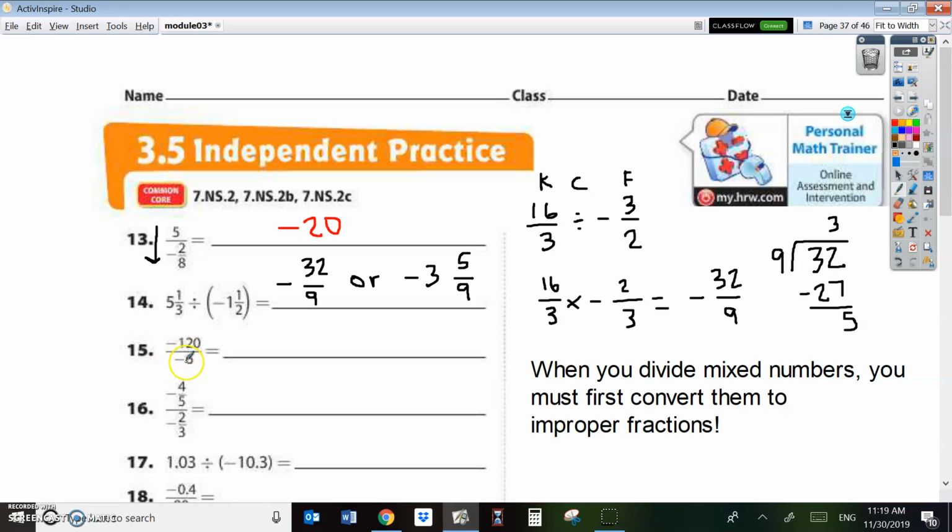Negative 120 divided by negative 6. 12 divided by 6 is 2, so it's going to be 20. And then a negative divided by a negative is a positive.